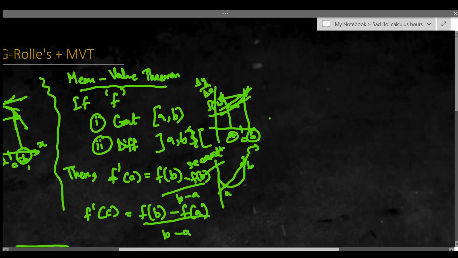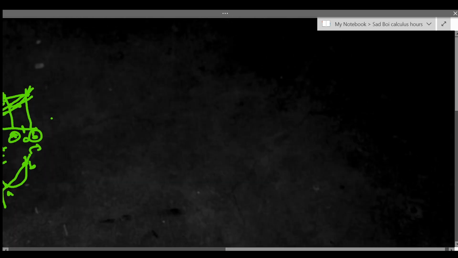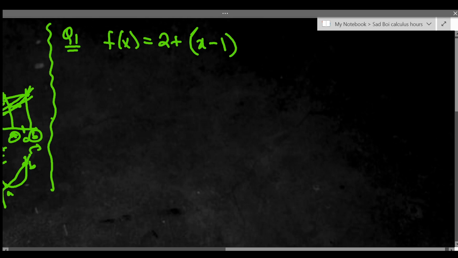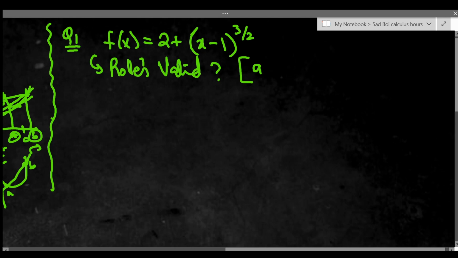So the first question that I have says that you have a function f of x equals 2 plus (x minus 1) to the power 3 by 2, and you have to check whether Rolle's theorem is valid on the interval 0 to 2. So you need to check if this is true. The way that we're going to do that is we're going to check the first three conditions, and if those three conditions are applicable on this function, then this function obeys Rolle's theorem.